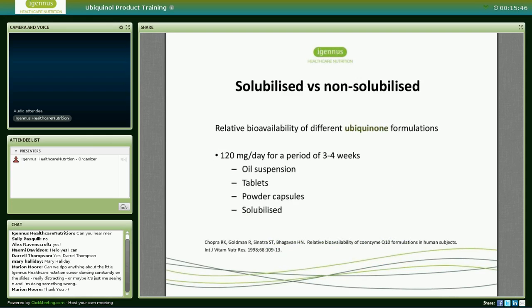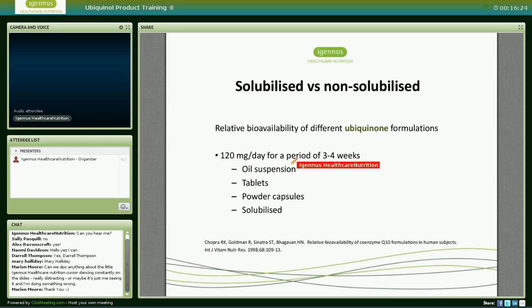So there have been various studies that have tried to address the bioavailability of coenzyme Q10, of both ubiquinone and ubiquinol forms. This is a study that was published in 1998, and it was a group that looked primarily at ubiquinone formulations. So we know that if we can solubilize coenzyme Q10, we can increase its bioavailability. And in this study, there were 4 trial groups.